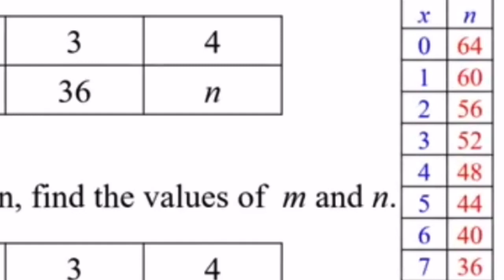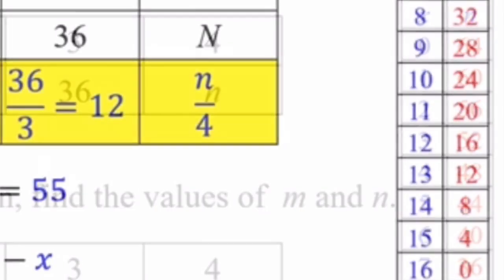If x is 1, then n will be 60. If you substitute x as 2, then n will be 56. And x equal to 3, n will be 52. So you substitute one by one, and you can see the list like this. I think that is how we solve this question.